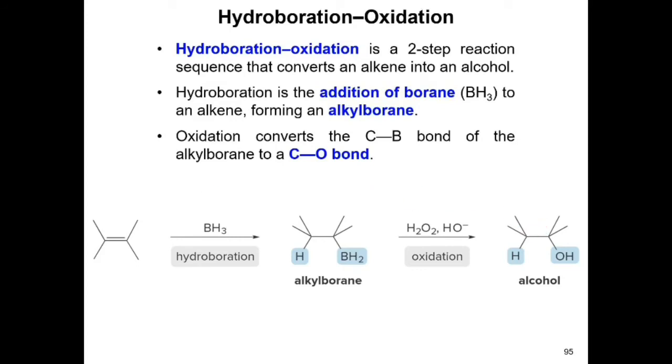The first step is called hydroboration, and hydroboration is the addition of borane into the alkene to form this alkylborane molecule. And then the second step is the oxidation process. The carbon to boron bond of the alkylborane is converted to a carbon to oxygen bond, which forms the alcohol.